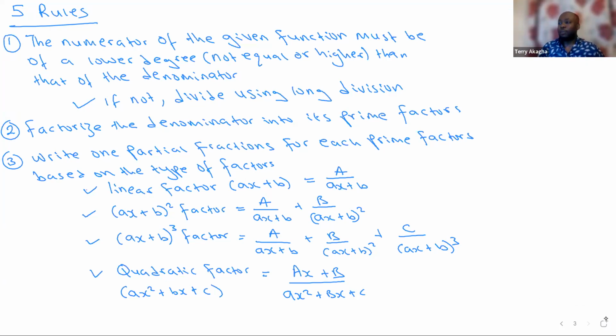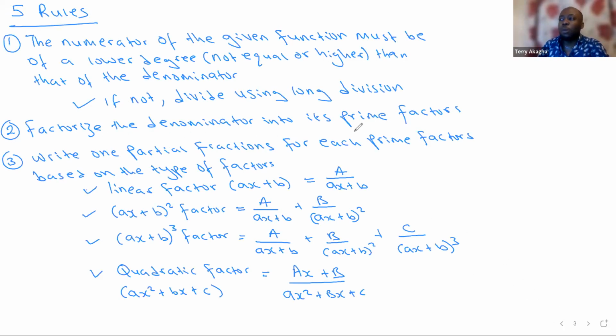Now, when you've done that and determined that you have written it correctly, the fourth step is to multiply both sides by the denominator, because it's important that you get an equation that you can equate to find the unknowns. Usually you multiply both sides by the denominator of the initial fraction from step 2, where you factorized the denominator.